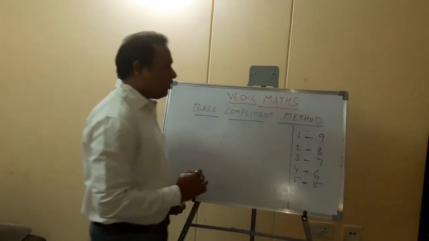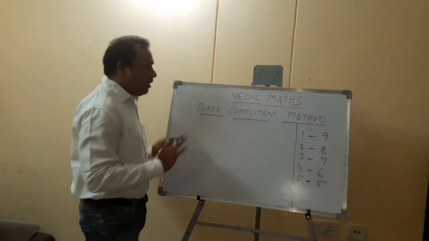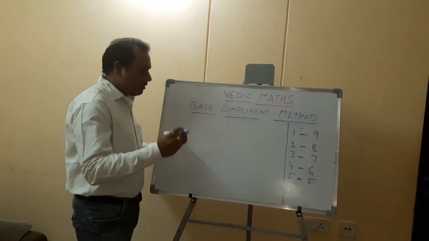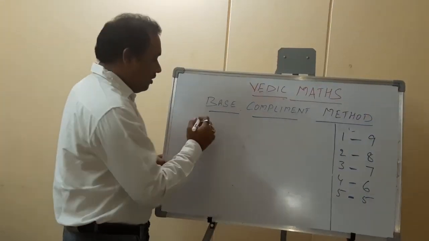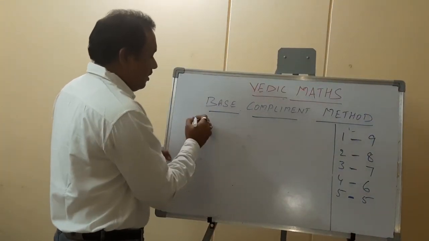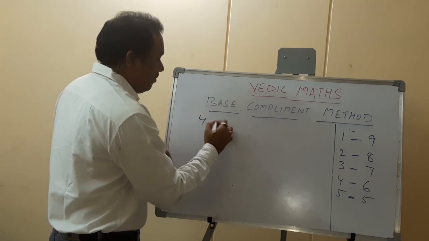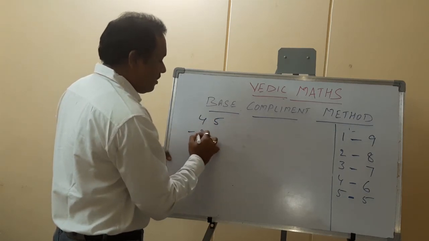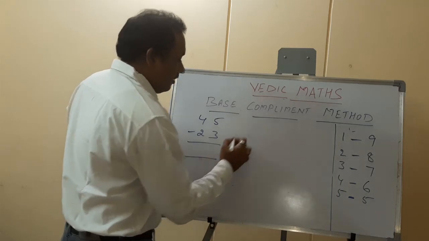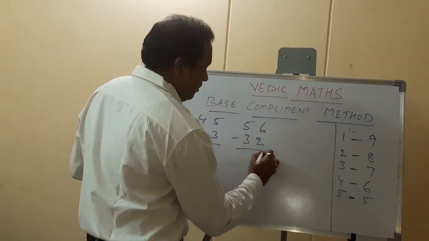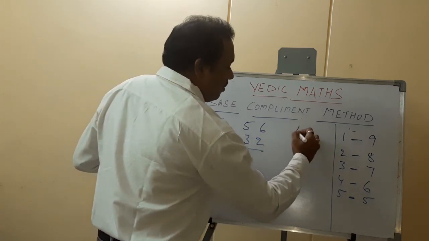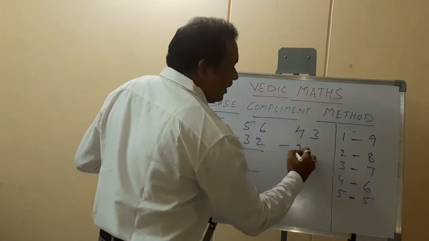Why are we going to use these complement numbers? Let us understand. First of all, we will try to understand general subtraction, how we normally do it. Let us do some small subtractions: 45 minus 23, 56 minus 32, 43 minus 21.